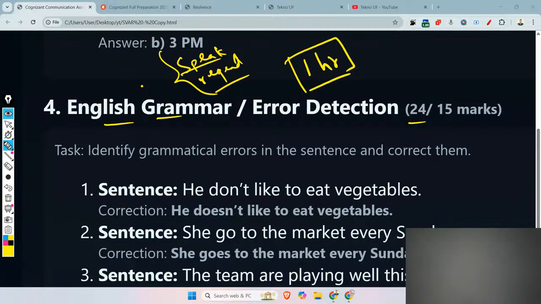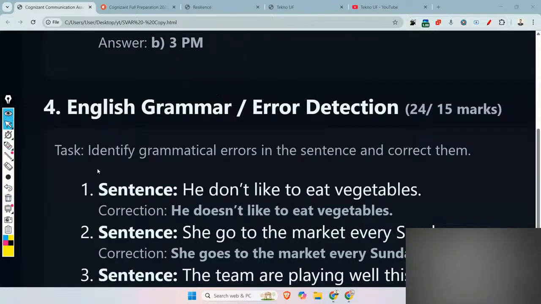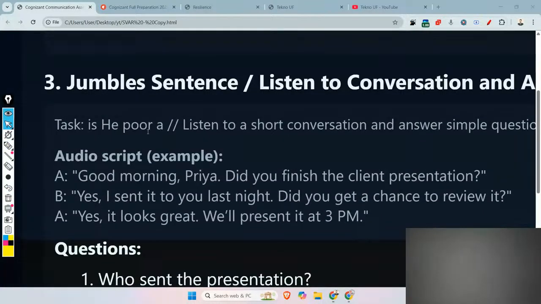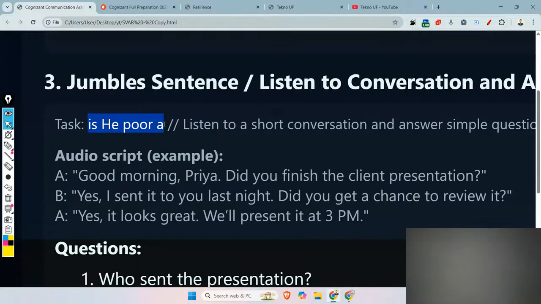Can you repeat the jumbled sentence, please? Nothing very serious, but there will be one audio version. It will tell you, is he a poor man? Is he poor a man? This way, it will give some wrong combination of words. You have to arrange that and tell it back to the system. The audio will speak loud, is he poor a man? And you have to answer back after rectifying the arrangement, like, he is a poor man.